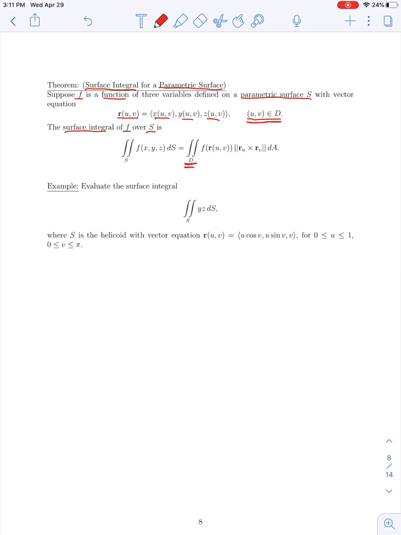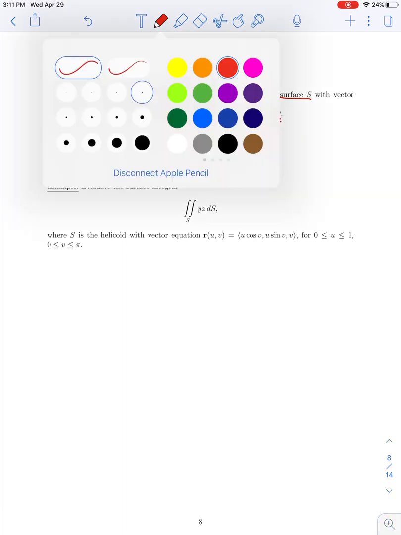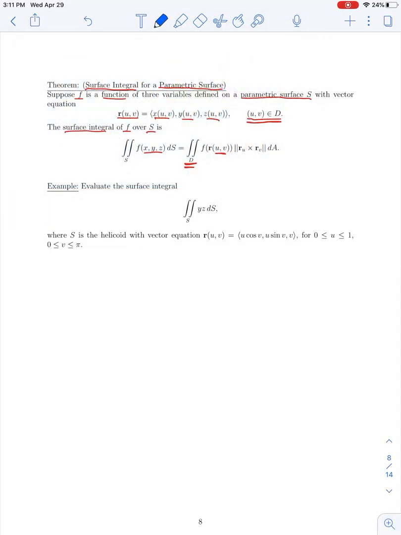And then our function f of x, y, and z is converted to a function of the variables u and v. To do that, anywhere we have an x, we take the equation for x in terms of u and v. Anywhere we have y, we plug in the value for y in terms of u and v. And anywhere that we see a z, we plug in the z coordinate in terms of u and v. So we are defining our function f in terms of the vector function r of u and v.